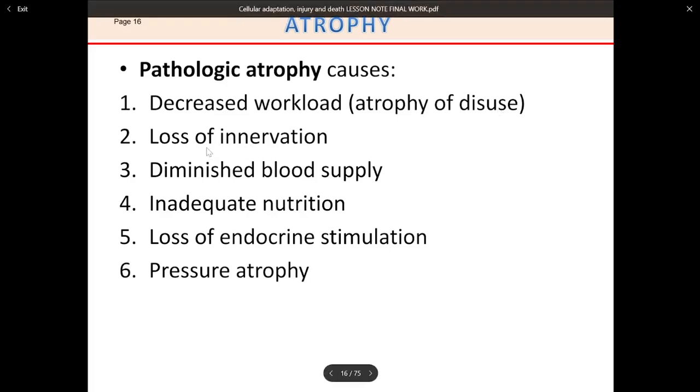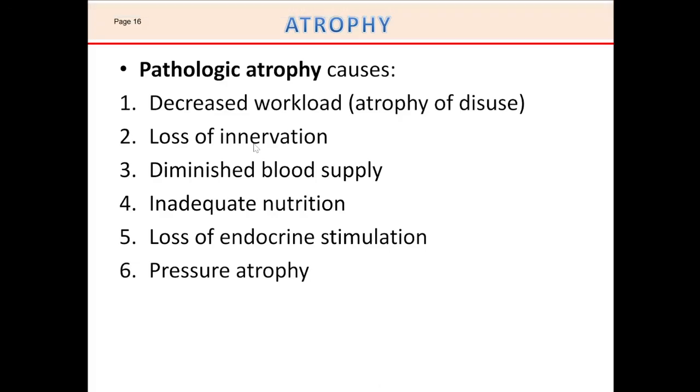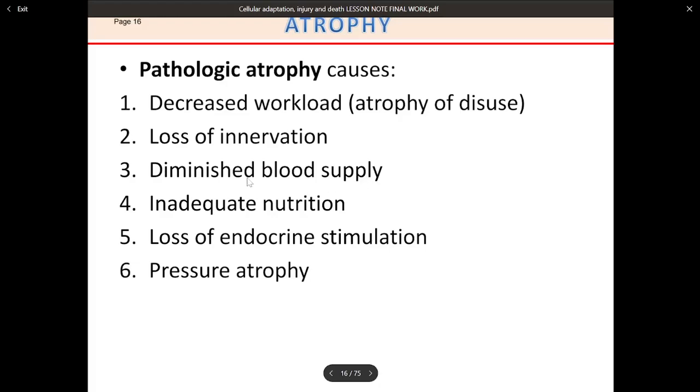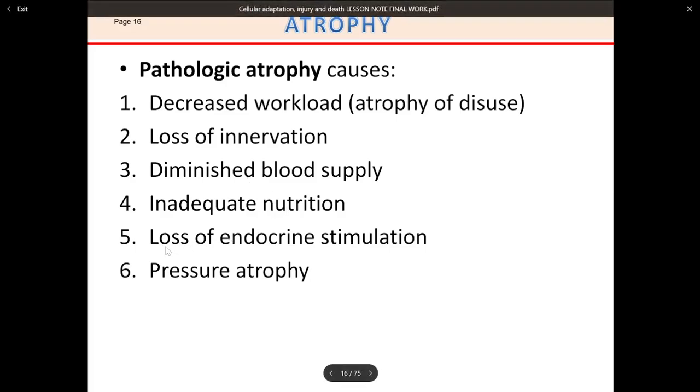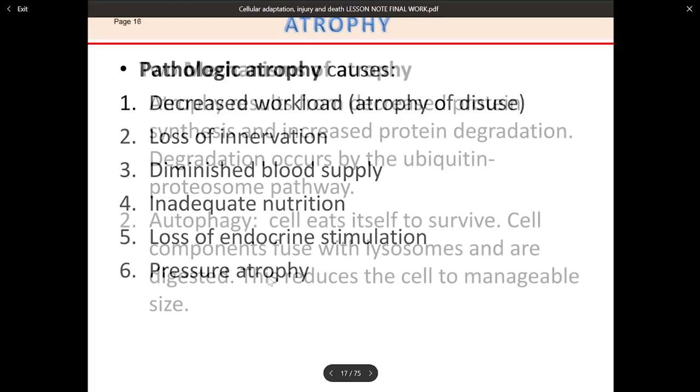Then loss of innervation. When there's denervation, when a nerve to a particular muscle is severed, diseased or injured, it can result in atrophy. Diminished blood supply: when there's decreased blood flow to a particular organ or tissue, it can result in atrophy. Inadequate nutrition, loss of endocrine stimulation, pressure atrophy. All of these things can cause pathologic atrophy.